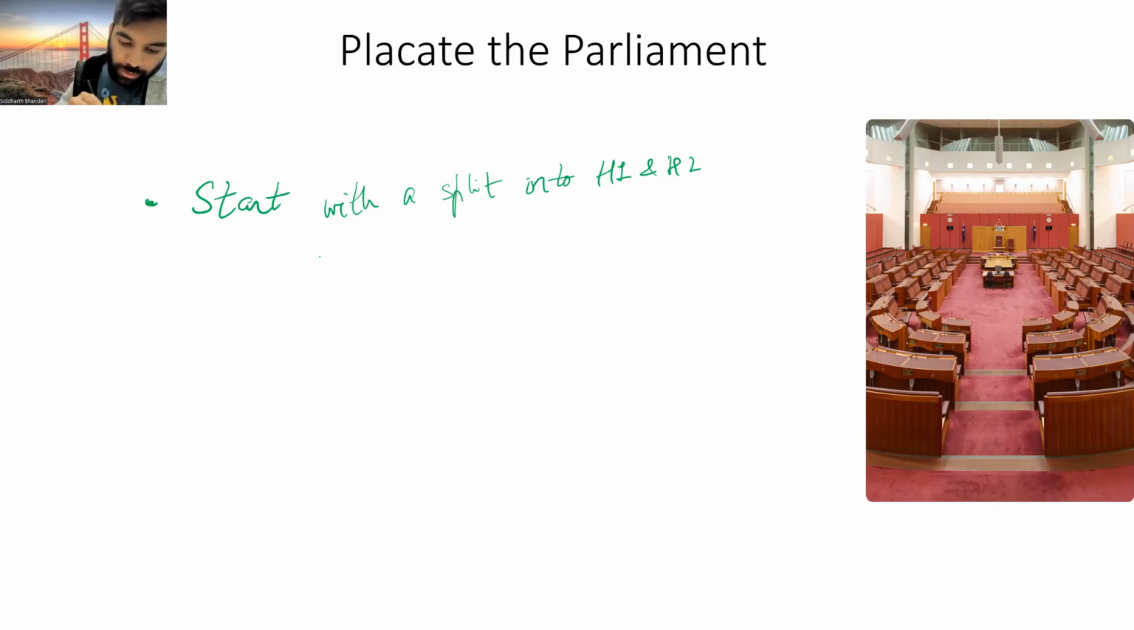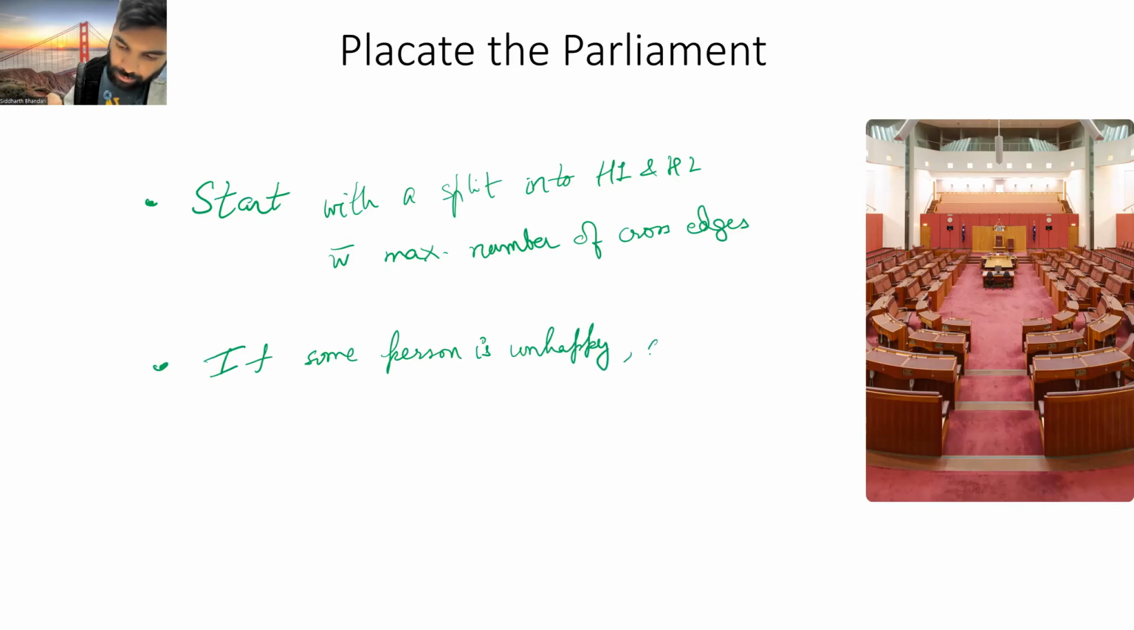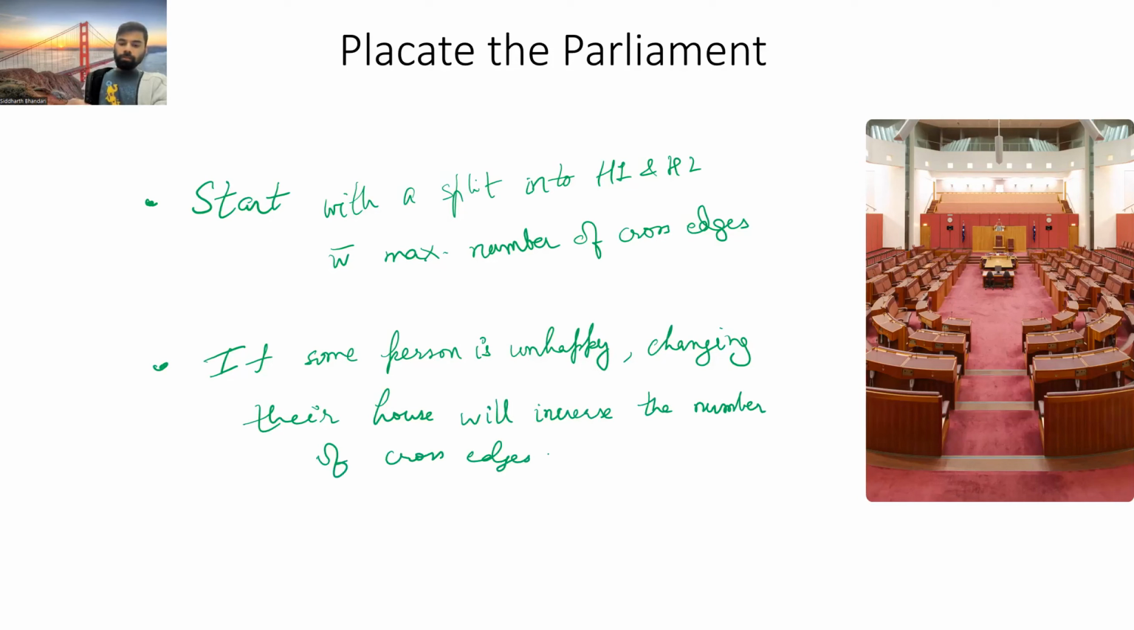Start with the split into H1 and H2 where number of cross edges. So this is a symbol for number. Let me just write number. H1 and H2 with maximum number of cross edges. Max number of cross edges. If some person is unhappy, changing their house will increase the number of cross edges. Thus, the maximal configuration has no unhappy person.